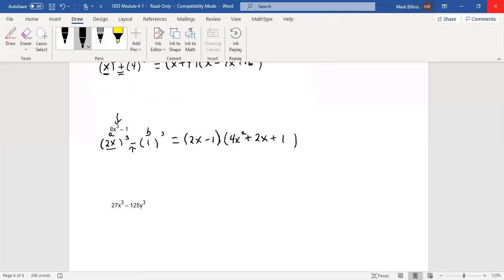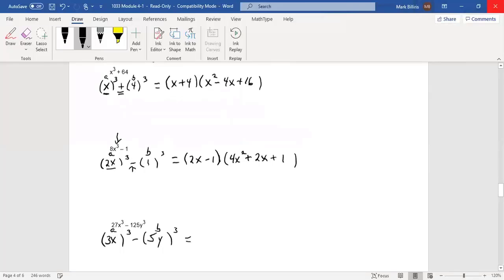I'm going to know that this is possibly the difference of cubes because my exponents are 3. So the first step is I decide what cubed gives me each one of these. So to get a 27, that's 3 times 3 times 3. And an x cubed is x times x times x. To get a 125, that's 5 times 5 times 5. And to get a y cubed, that's y times y times y. So again, I'm going to label these A and B so that I can follow the pattern.